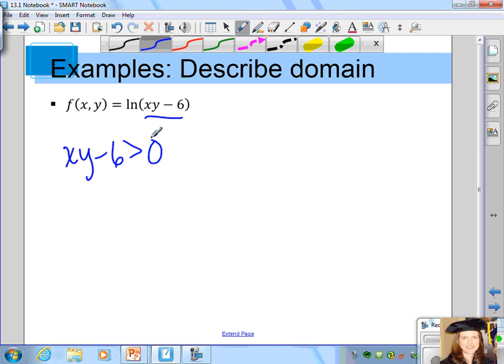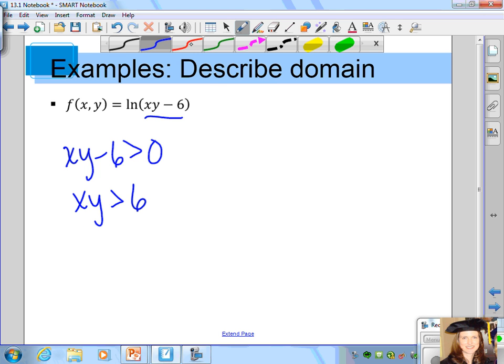We can rearrange this inequality. We can add 6 to both sides to get the inequality x times y must be greater than 6. But what does that look like in terms of a graph? What are all the points x, y that satisfy this inequality? Well, we've got to think about this in two ways. If x is a positive number, then we could say something about this inequality. And if x is a negative number, we could say something else about this inequality.